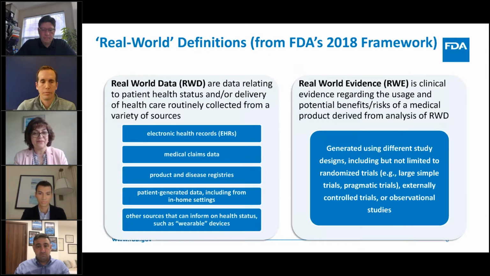Next slide, please. So this framework also defines what real-world data and real-world evidence are. Real-world data is the data relating to patient health status. This is data collected at the point of care. Examples of real-world data are electronic health records, administrative claims, product and disease registries, patient-generated data, for example, electronic patient-reported data, and also data from digital health technologies or wearable devices.